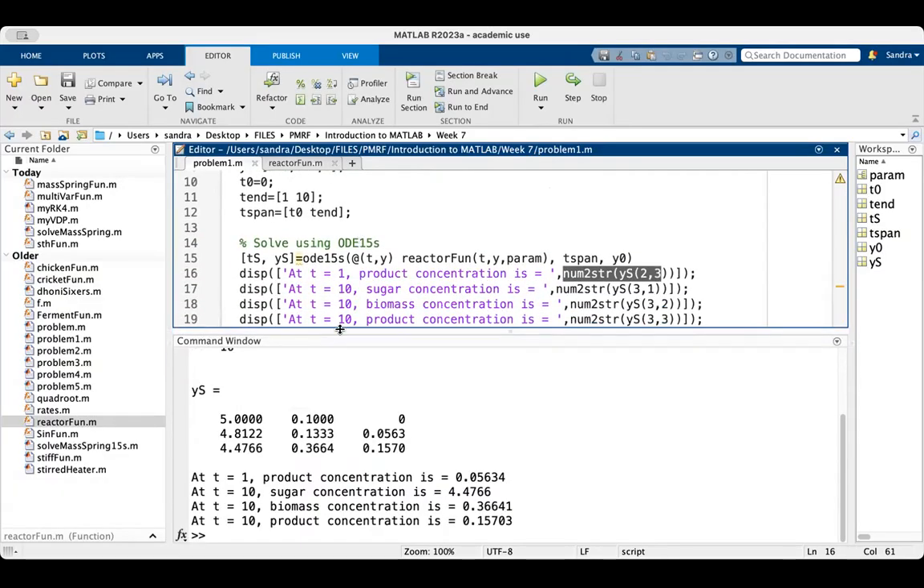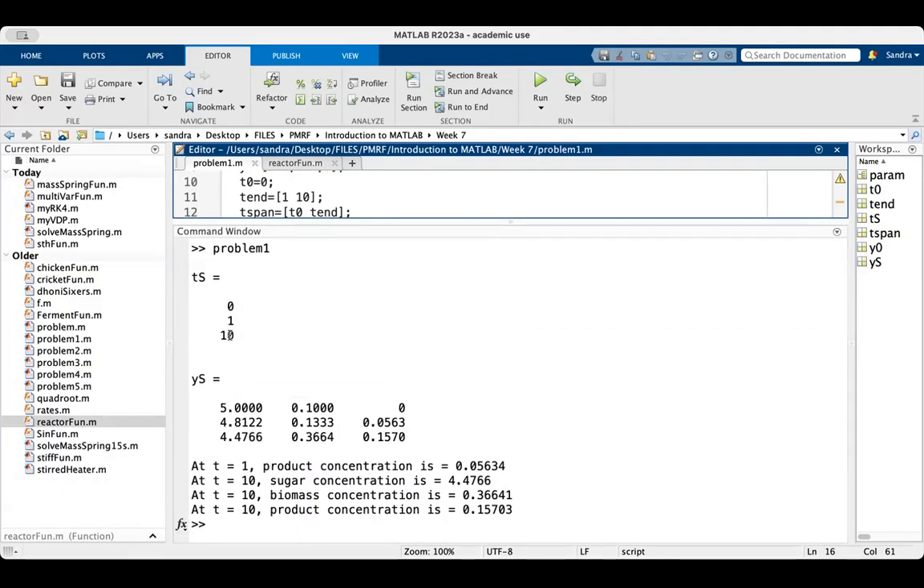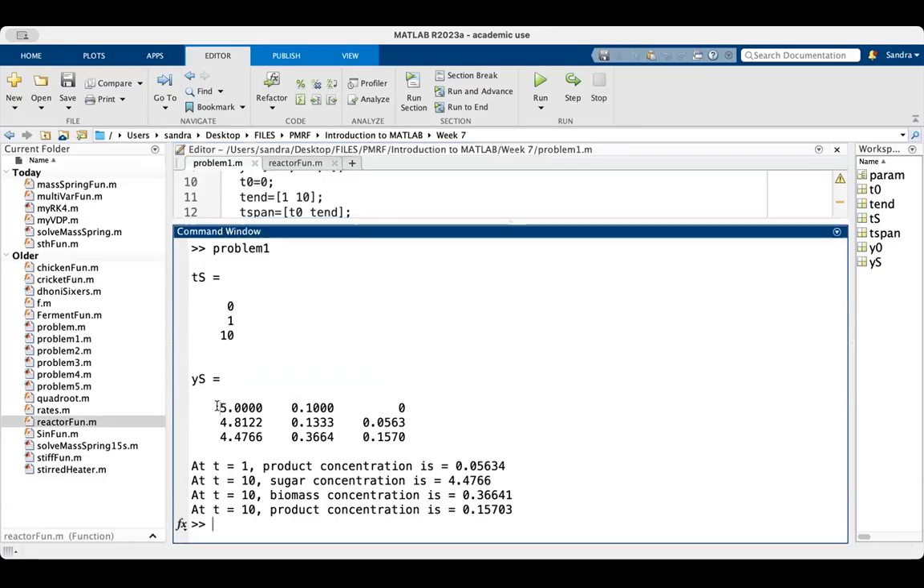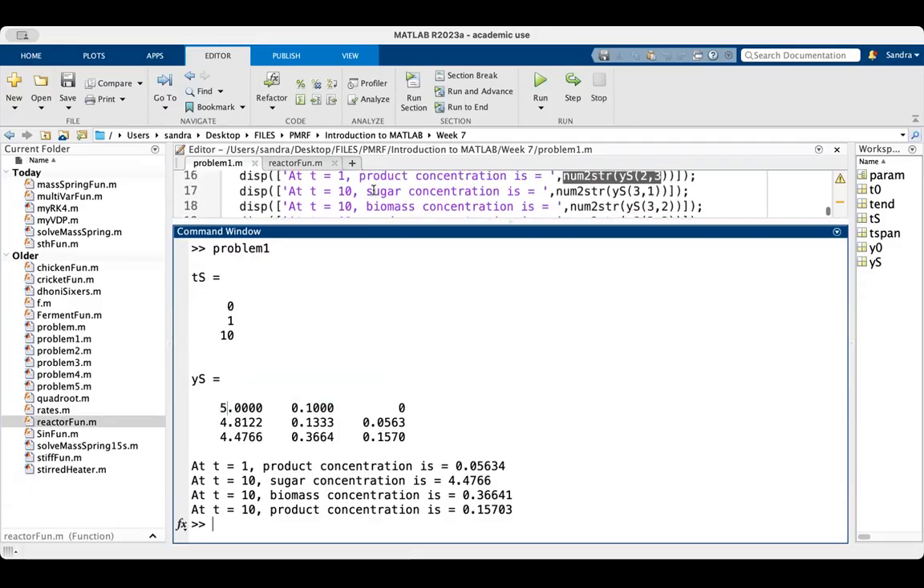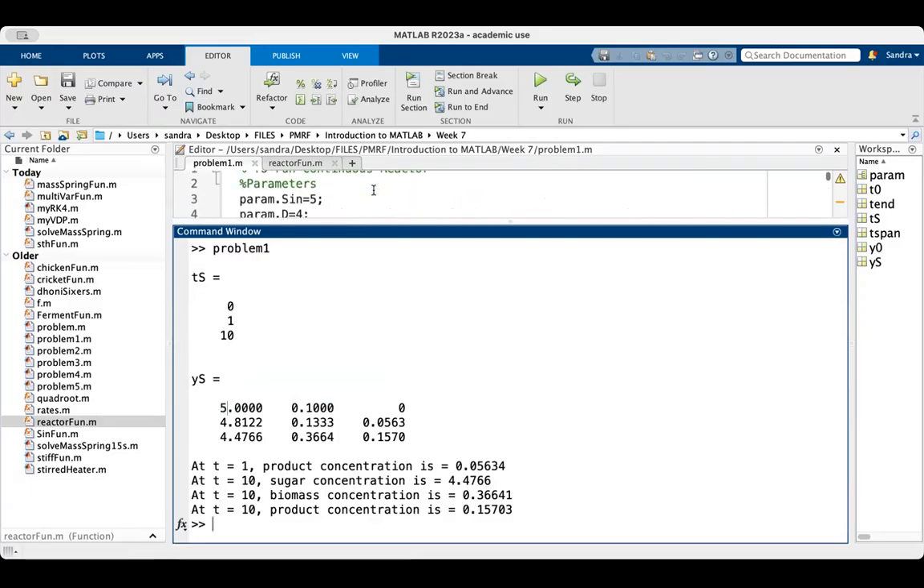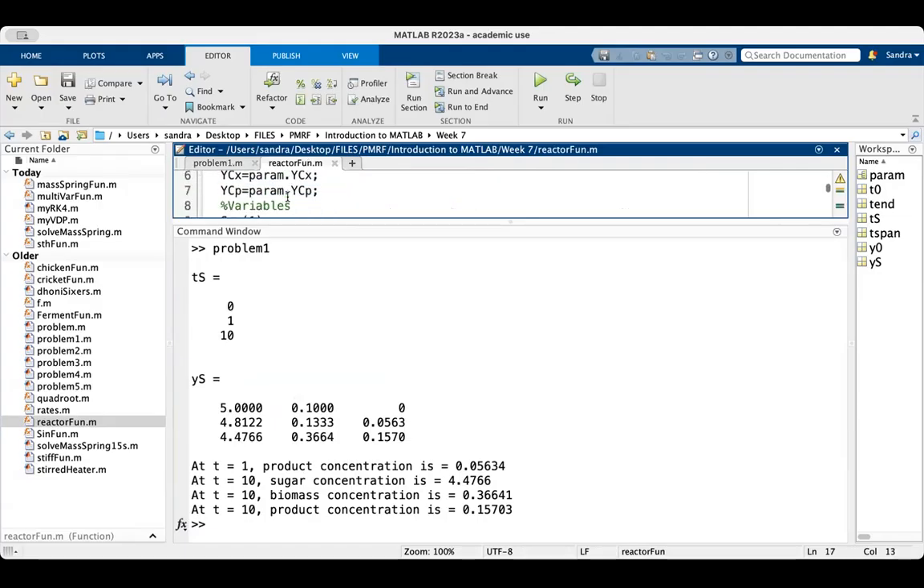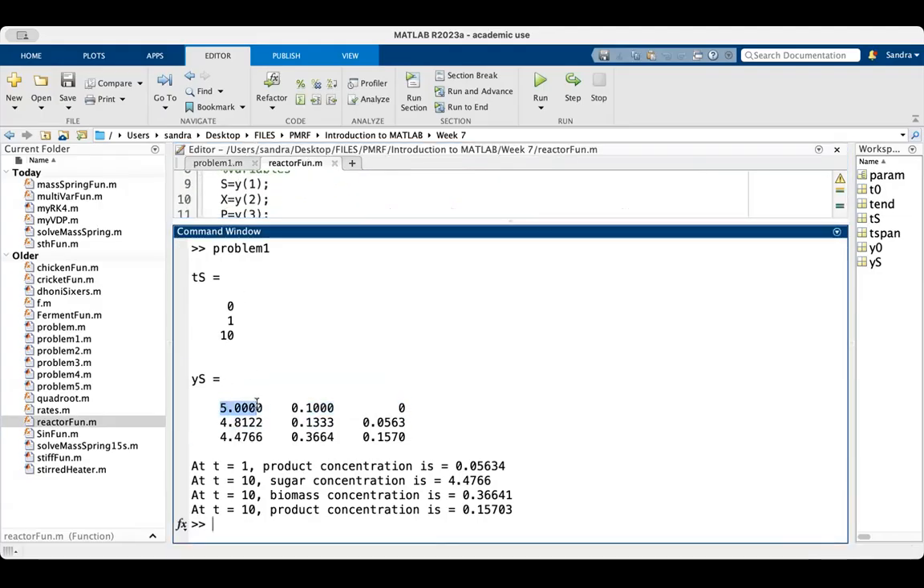So this is how my values look like. TS is 0, 1, 10, and this is my initial value for t equal to 0: 0.5, 0.1, 0. So what was your first variable? First variable was x, p. The first column is your x values, this is your y values, and this is your p values. The first row corresponds to t equal to 0, the second row to t equal to 1, and the third row to t equal to 10.